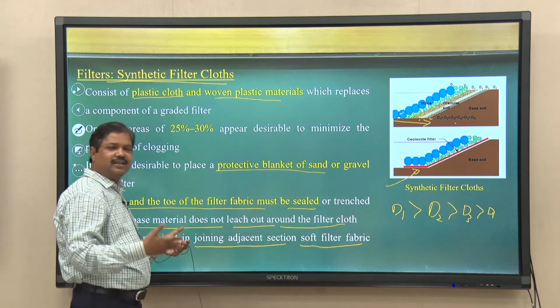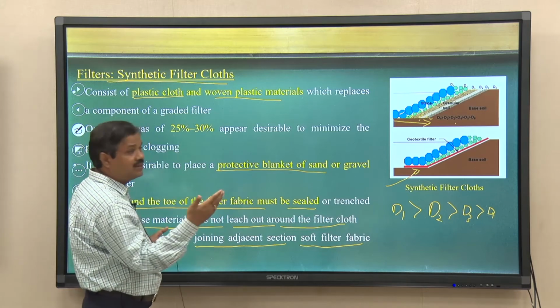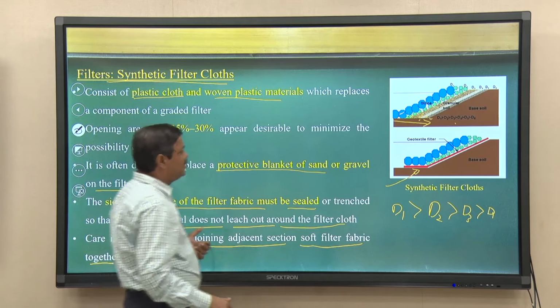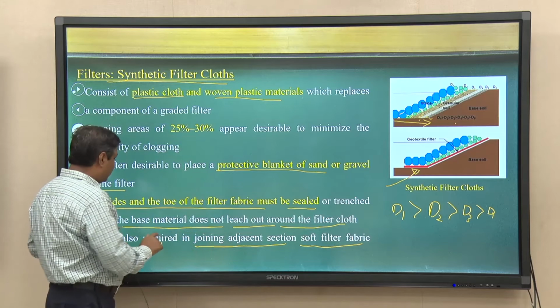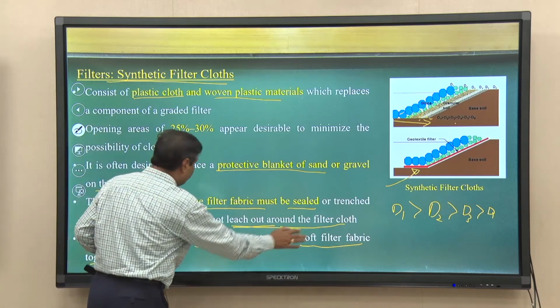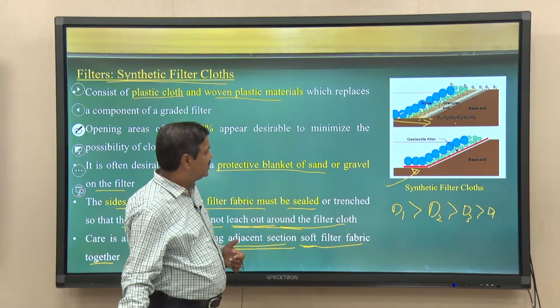So, that is the geotextile filters we have been using, but we need to do a proper geotechnical design to know how to develop it such that the base material does not leach out around the filter cloth, and also how to join adjacent sections of the filter fabric together. So, we should take care of that. So, you can see how geosynthetic materials as filter cloths are used as filter materials for the revetment and the base soil.